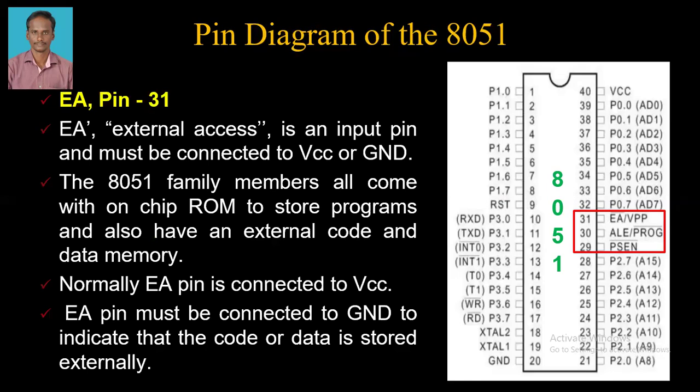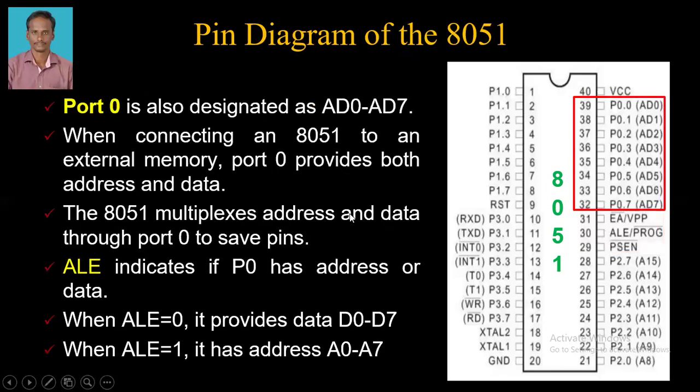So far, we have discussed 8 pins, right? So once again, I recall the pin numbers. Ground is 20, VCC is 40. Next, 18 and 19 are XTAL2 and XTAL1. Next, pin number 9 is reset. And next, 29 is PSEN, 30 is ALE, and 31 is EA. So out of 40, we have filled 8 pins. The remaining 32 pins are for the ports, which we will discuss one by one.